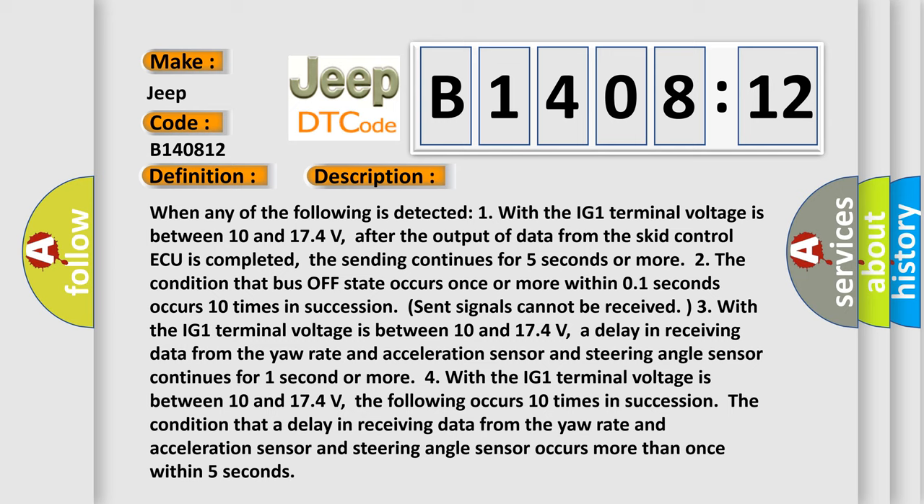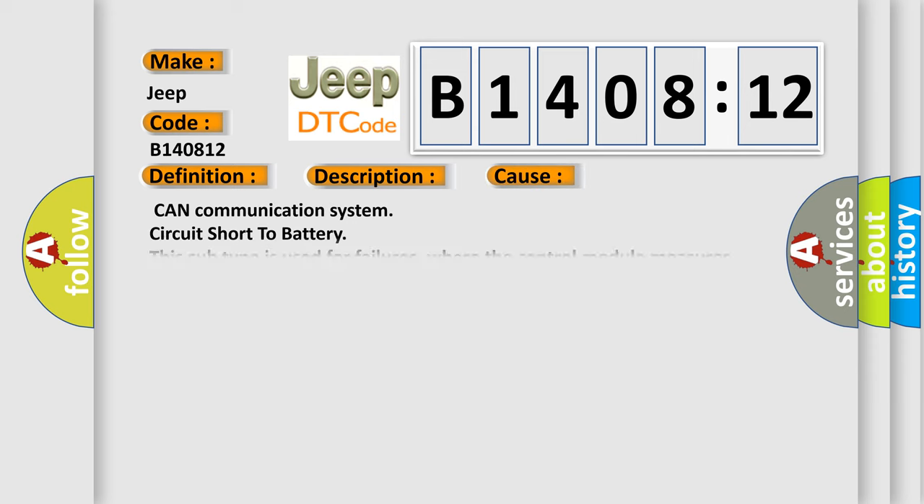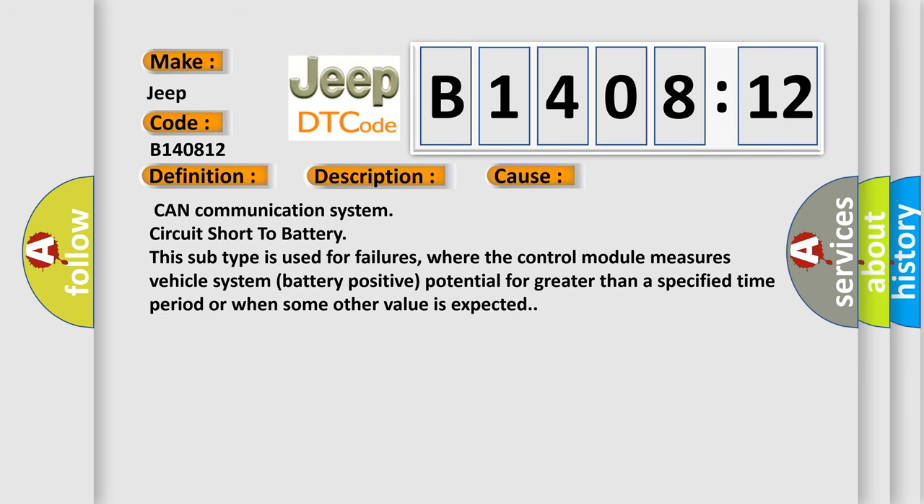4, with the IG1 terminal voltage between 10 and 17.4 volts, the following occurs 10 times in succession: the condition that a delay in receiving data from the yaw rate and acceleration sensor and steering angle sensor occurs more than once within 5 seconds. This diagnostic error occurs most often in these cases: CAN communication system circuit short to battery. This subtype is used for failures where the control module measures vehicle system battery positive potential for greater than a specified time period or when some other value is expected.